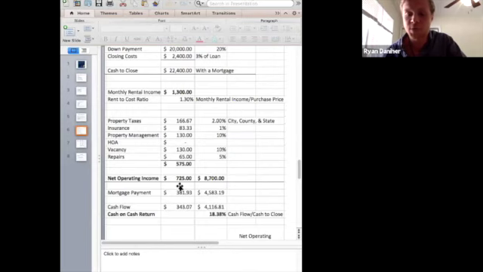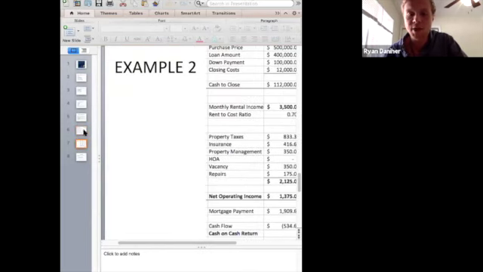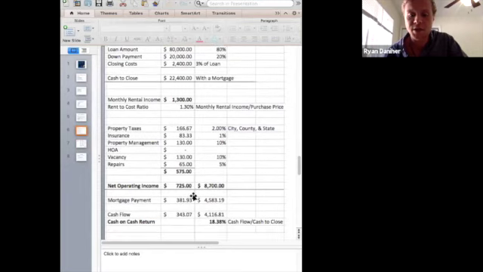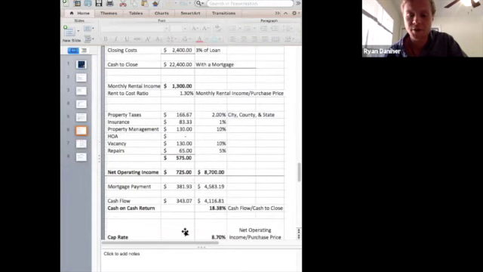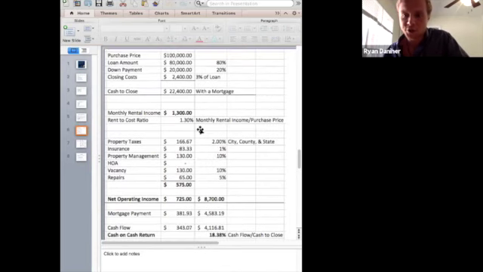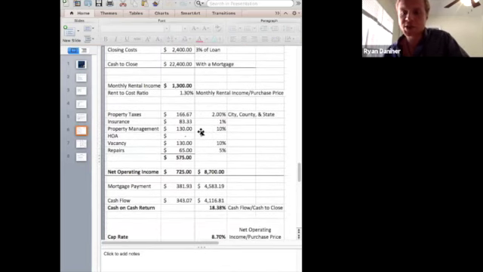In this scenario, if we take a look at the cap rate down at the bottom, it's 8.7%. That's the net operating income divided by the purchase price. So as we can see, the net operating income is $8,700 and the purchase price is $100,000. So this is assuming that there's no mortgage involved in the purchase of the property and we bought it all cash for $100,000.